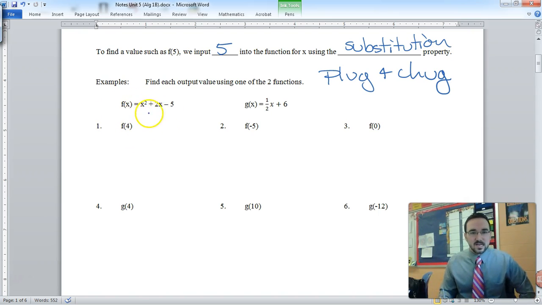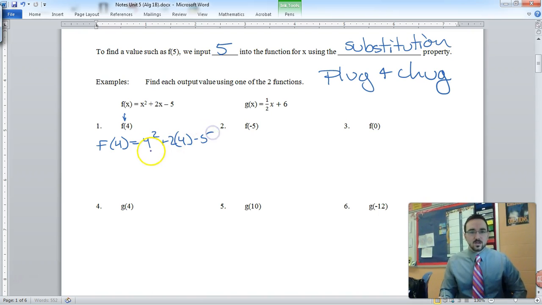So f of x is x squared plus 2x minus 5, and we have g of x equals 1/2 x plus 6. So how do you know which function to use? Well, it's the little letter that's out front. This one's the f of 4, so we're going to use the f of x function. So f of 4 equals, anytime we have an x, we're going to plug in a 4 now. 4 squared plus 2 times 4, minus 5, and we're just going to evaluate.